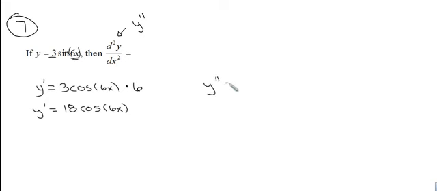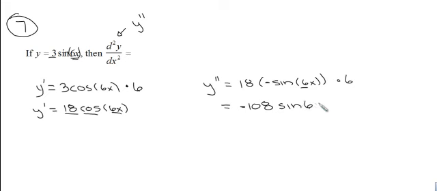The second derivative, again, 18 is a constant, so we're going to leave it alone. The derivative of cosine is negative sine of 6x, times the derivative of the inside, which is 6. So we're going to have 18 times 6 times negative 1, so negative 108 sine of 6x. And that would be my second derivative.